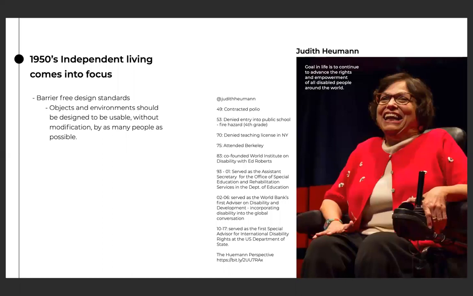On the right is Judith Heumann. In 1949, she contracted polio and has been in a wheelchair since then. Her goal in life is to continue to advance the rights and empowerment of all disabled people around the world. If you're interested, you can follow her on Twitter at Judith Heumann. She has a podcast, I believe, The Human Perspective. And she was also in a movie called Crip Camp, and that is on Netflix. Highly recommend that you watch that.